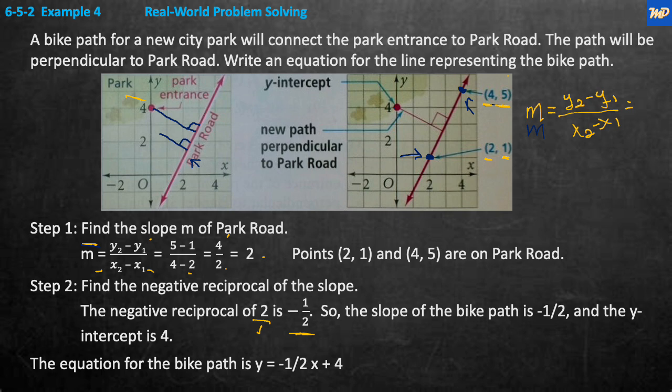And the y-intercept is what? It's 4. Because as you see right here, here's the 0 point. So you don't have to go any farther than that. You know that the y-intercept is right there because that's where we started, the park entrance, right at 0, comma 4. Okay? And therefore, the equation for the bike path is y equals negative 1/2 x plus 4.